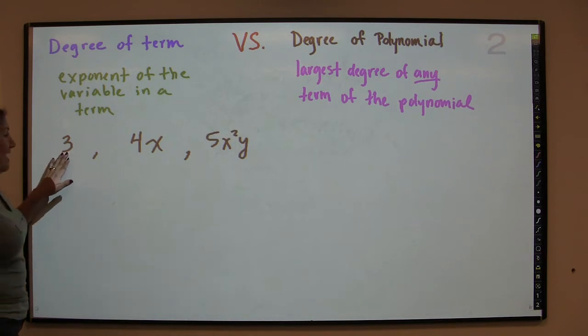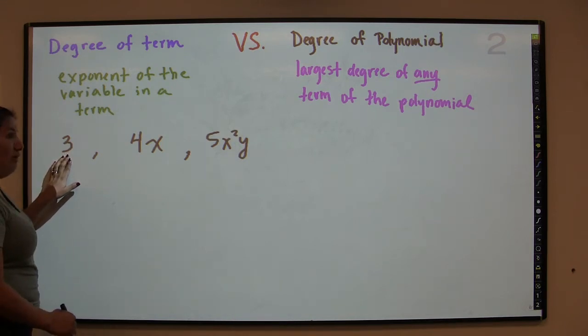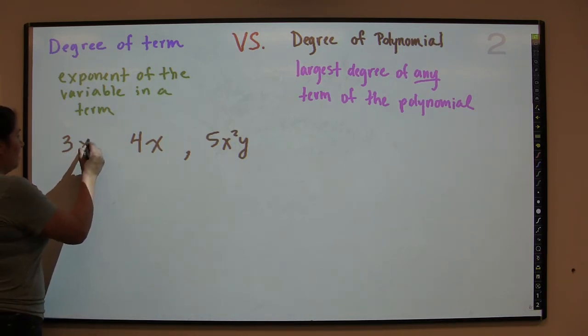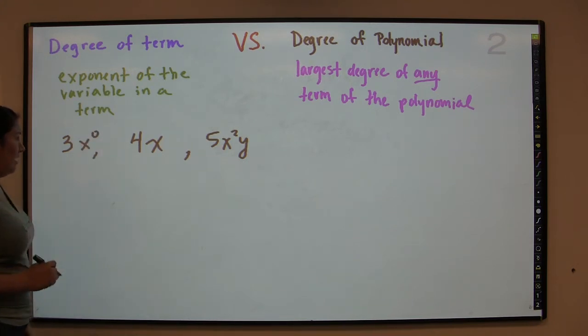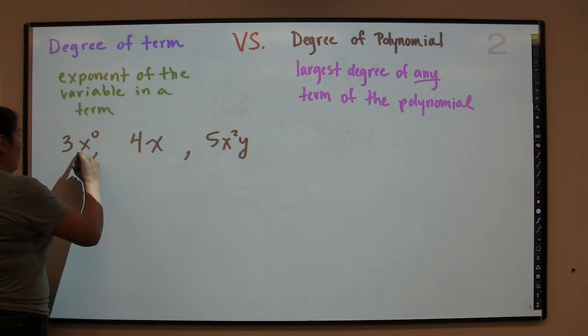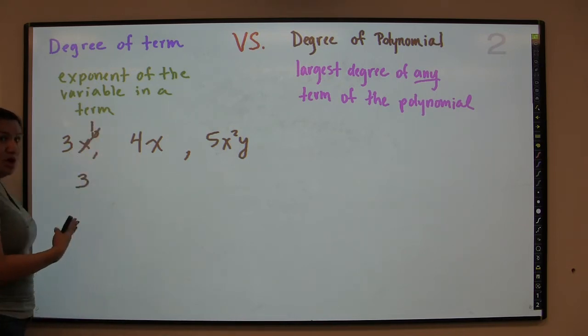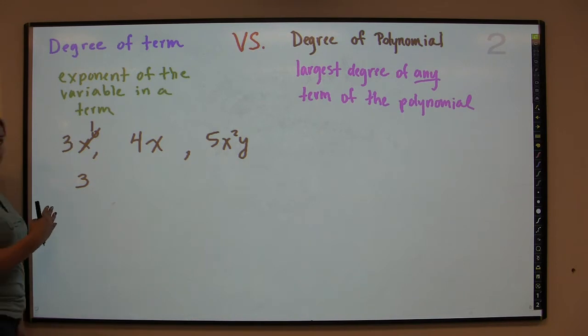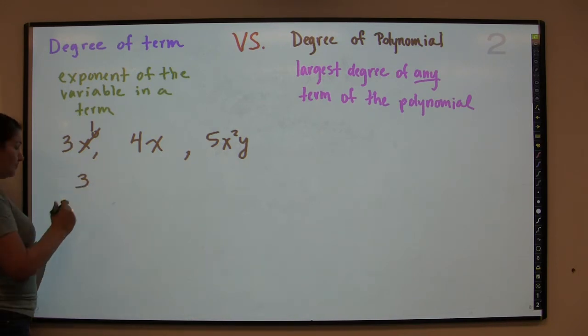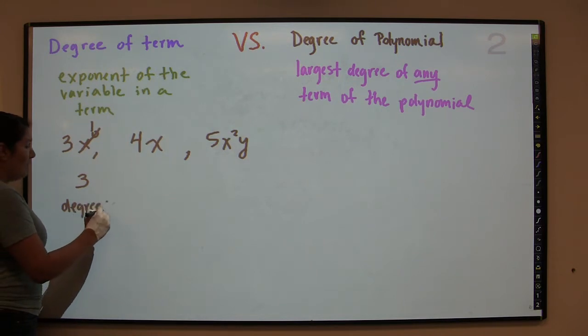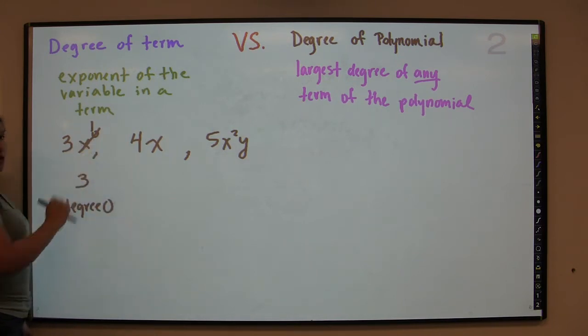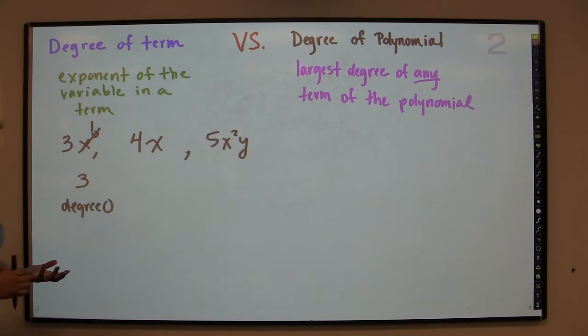So since this one has no exponent, it has no variable, you can call it x to the 0 power, and we know that anything to the 0 power is 1. So that would just be 3 times 1 is 3. So basically there is no exponent. The degree here, though, is 0. We would say that this term has a degree of 0 because it's x to the 0 power. So it's not there. Okay?